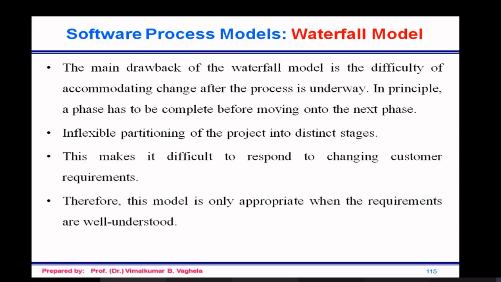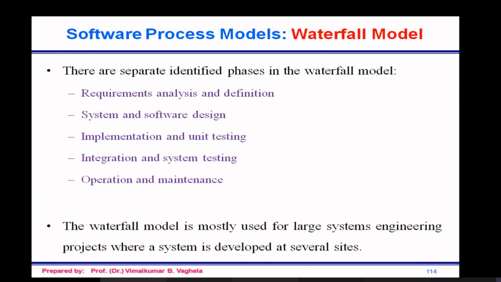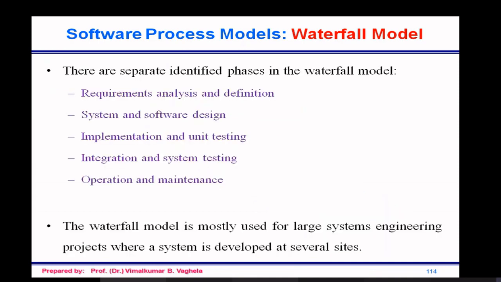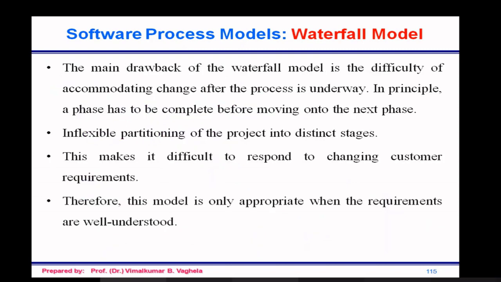What do you mean? The phase has to be complete before moving on to the next phase. So you cannot directly jump from requirement to implementation. You have to follow a sequence. First you have to complete the requirement task, then you complete the design part, and only then can you move to the implementation. That is the waterfall model, and that is called a drawback of the waterfall model.